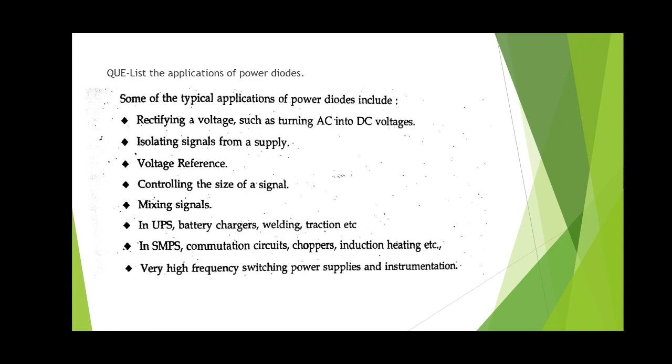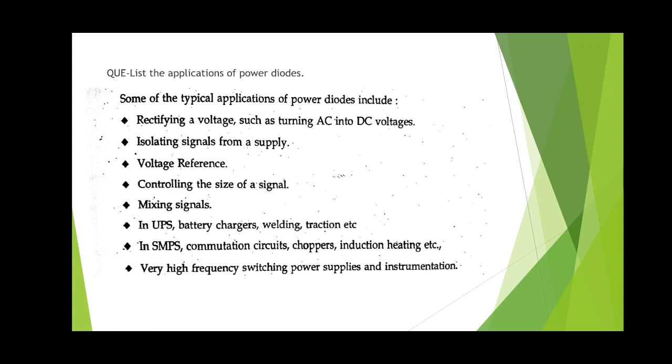So some of the applications of power diodes are given in this slide, and these questions are asked for 5 marks. So the first application of power semiconductor diode is that it is used for rectifying a voltage, such as turning AC into DC voltages. These are used for isolating signals from a supply. So depending upon whether we use the diode in reverse bias, it can be used to isolate the signal.